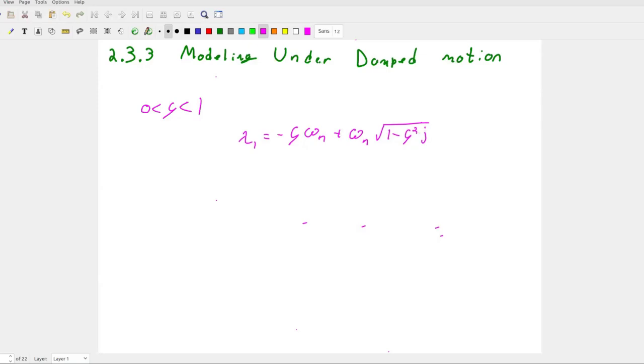j. Sorry, the j is outside the square root. And we have lambda 2 is equal to negative zeta omega n minus omega n square root of 1 minus zeta squared j. These are our two solutions, right?